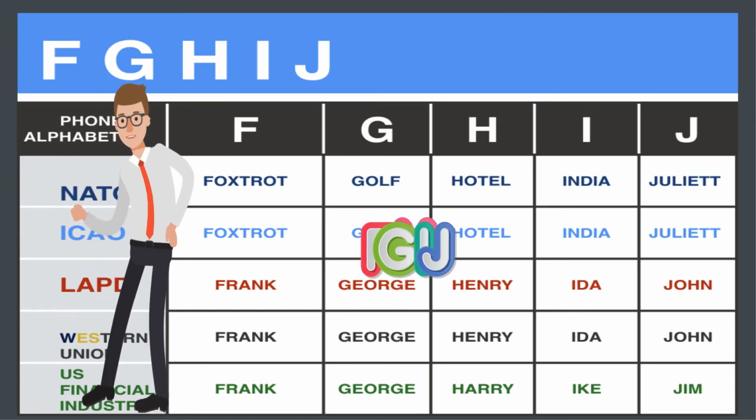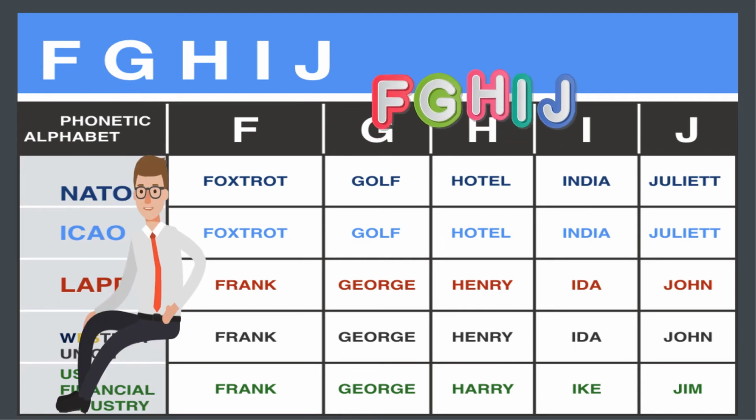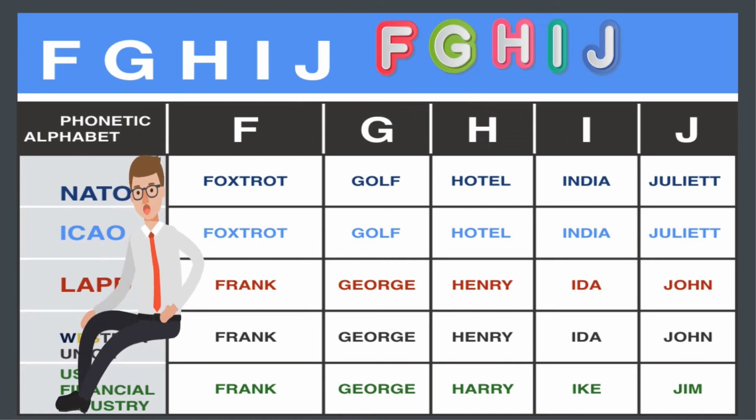Hi guys, let's get started our review by comparison 5 phonetic alphabets. Guys, please look at the vertical column. For example, for the letter F corresponding codes as in the next words: Foxtrot, Frank. For the letter G as in Golf, George. For the letter H: Hotel, Henry, Harry. For the letter I: India, Ida, Ike. For the letter J: Juliet, John, Jim.